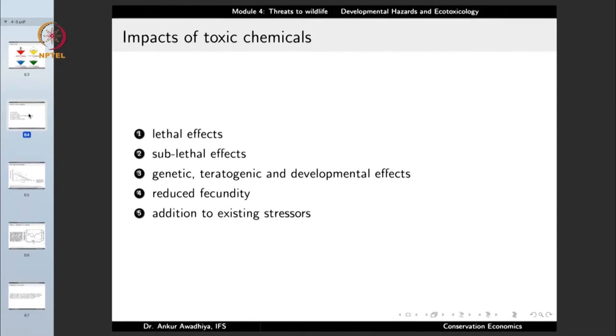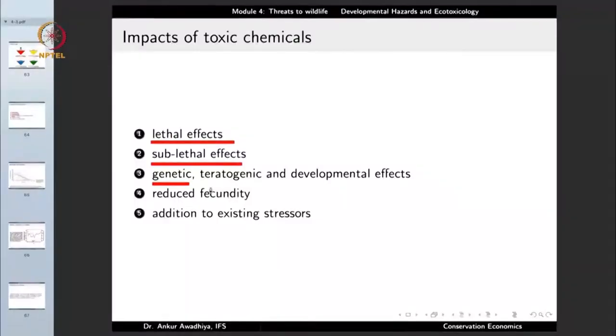Now, what are the impacts of these chemicals? In very high doses, these chemicals will have lethal effects, which means that they will kill certain individuals or a large number of individuals in any population or community. So this is known as a lethal effect. In certain cases, we can have sublethal effects, in which case the organisms do not die, but they have a reduced amount of functioning. So that is a sublethal effect. Certain chemicals are mutagens, which means that they produce mutations in the genetic code. So they have a genetic effect on organisms.